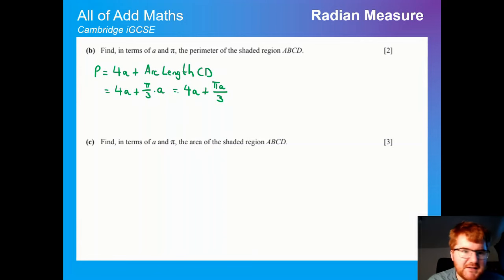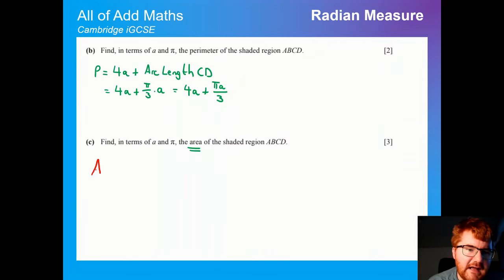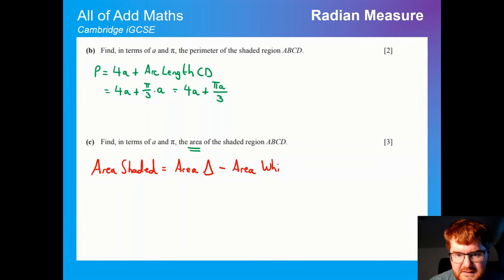Now this one, 3 marks, that's going to be a little bit more work, is now the area of the shaded region. Well, let's go back to work this out. Well, the approach that we're going to take here, let me go back to my red pen here, is if we work out the area of the triangle and then take away the area of the white sector here, we'll then get the area of the grey. So I'm going to write that down here. So the area of shaded is equal to area of the triangle, so nice and clear, minus the area of the white sector.